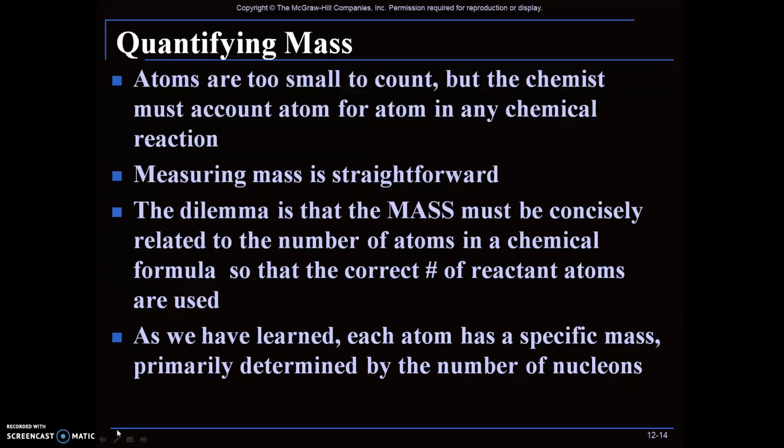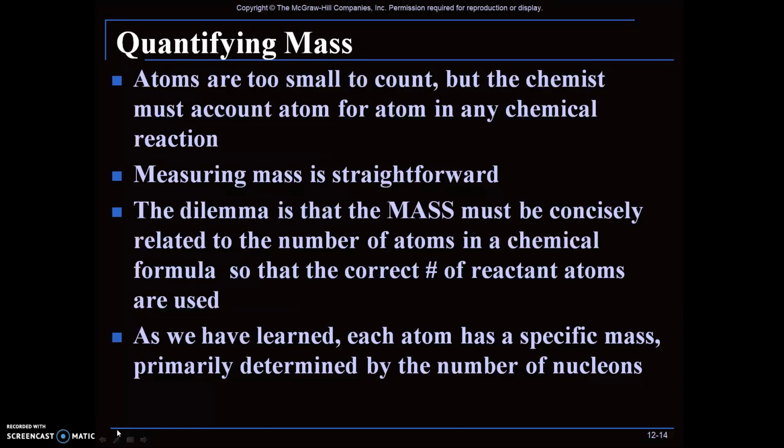Quantity of mass. Atoms are too small to count, but the chemist must count atoms for any chemical reaction. Measuring mass is straightforward. The dilemma is that the mass must be concisely related to the number of atoms in the chemical formula so that the correct number of reactants and atoms are used.